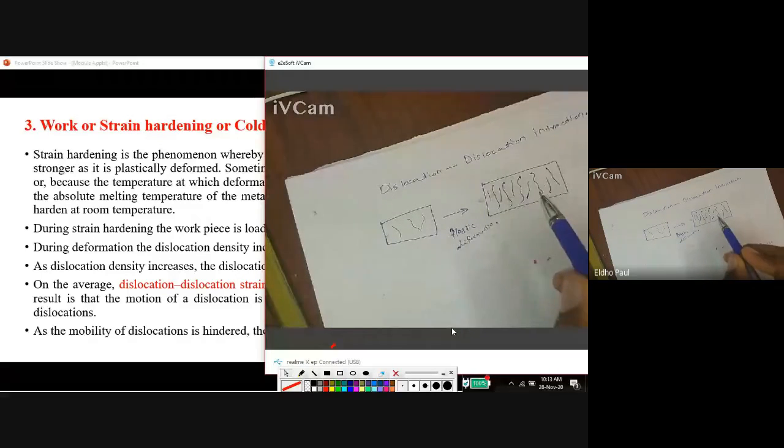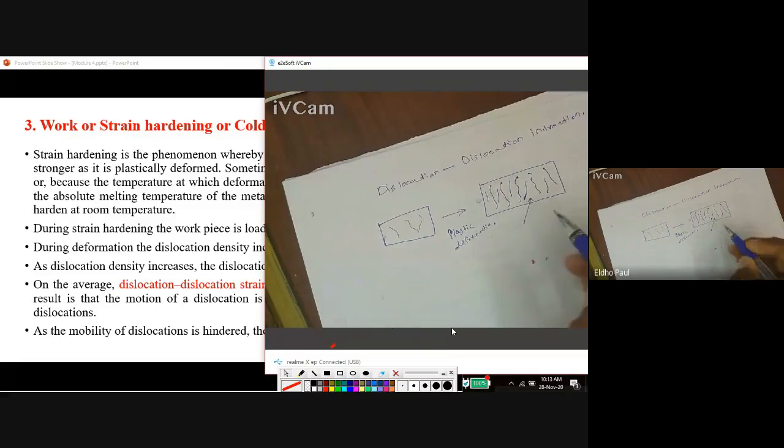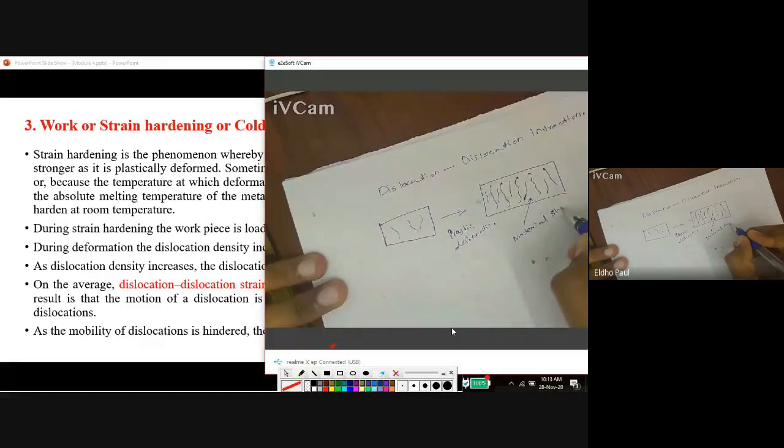Okay, so when a number of such dislocations are formed, actually we know dislocation is an imperfection. It's a line imperfection. When the number of dislocation lines increases, that means the material should weaken. Material should be weaker.